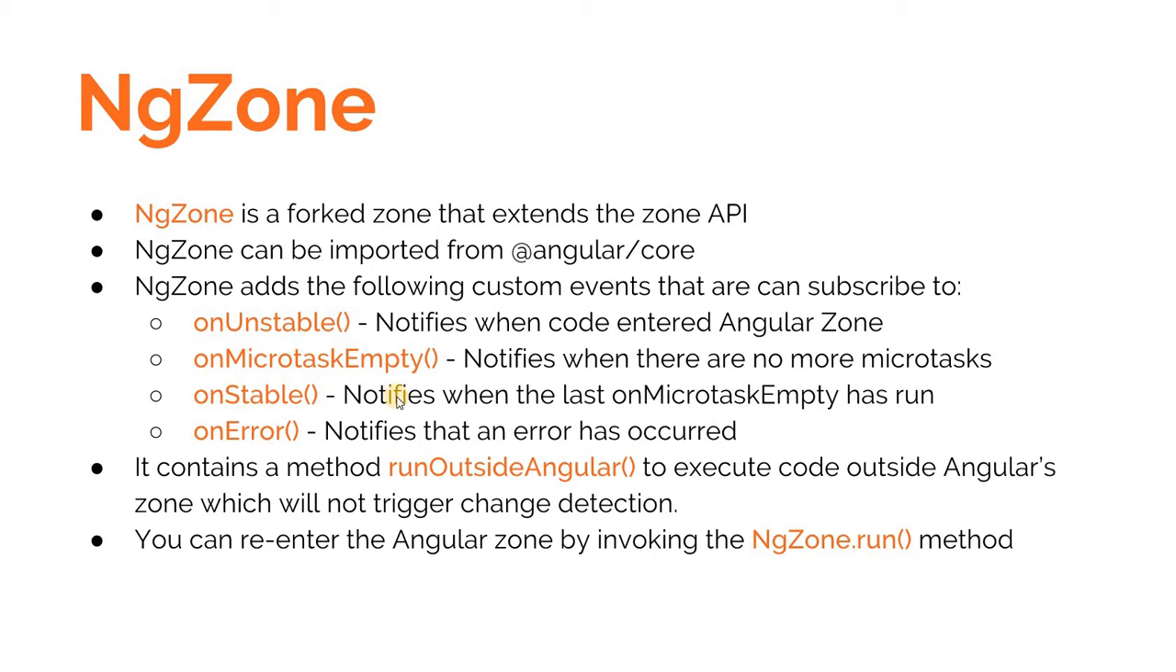onUnstable will notify us whenever a zone is entered, or whenever some code is entering the Angular zone. onMicrotaskEmpty would notify us whenever there are no tasks pending, or no asynchronous tasks pending in the queue. onStable will notify us whenever the last task in the onMicrotaskEmpty has run. And finally, onError will notify us whenever there is an error.